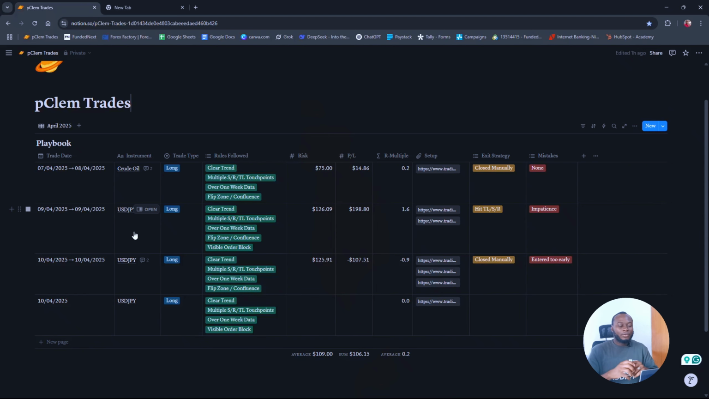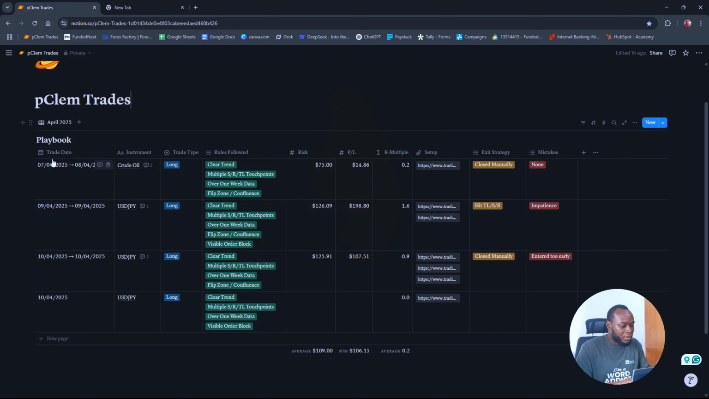All right, so first of all, this is my playbook. I like to keep a record of my trades. So I decided to use Notion for my own trade journal. Notion is a free tool that you can use to keep a journal of your trades. I just customized the table. I put the date of the trade, the entry and exit date, the instruments. For now, I am trading just crude oil, DAX and USDJPY, and the trade type, whether long or short.